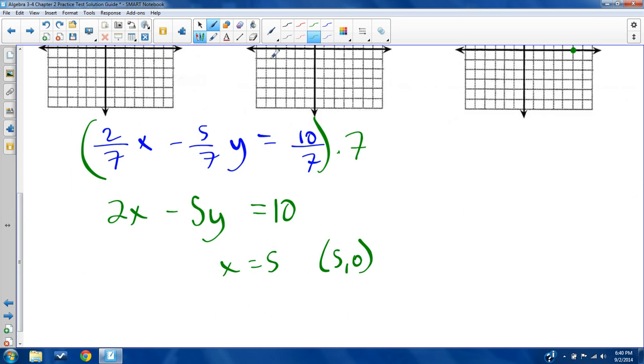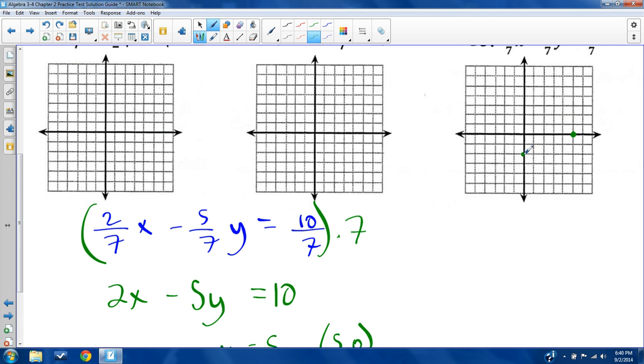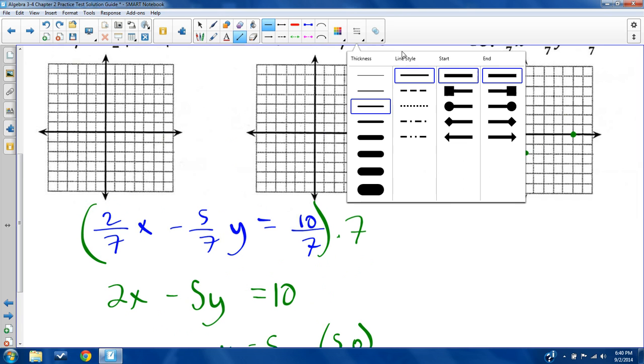Same thing for y. Want to solve for the y-intercept? Plug in 0 for x. Why does that keep happening? I don't know. Anyway, hide that. Plug in 0 for x. We get -5y equals 10, so y equals -2. So one of my points is 0, comma, -2. I'll plug that in. 0, -2. Boom. So my graph, I just got to draw a straight line between these 2 points.